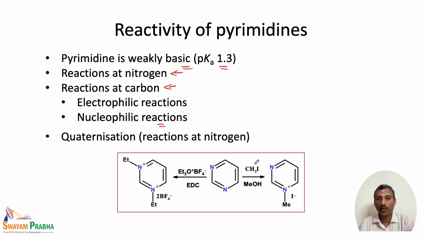So, here the reaction with methyl iodide or reaction with tetrafluoroborate anion, these two lead to the substitution on nitrogen. Methyl iodide adds to one of the nitrogen if you use one equivalent, and triethoxyfluoroborate when we use, that can actually add two ethyl groups to both the nitrogen atoms. So, these are the quaternization reactions which occur on nitrogen.